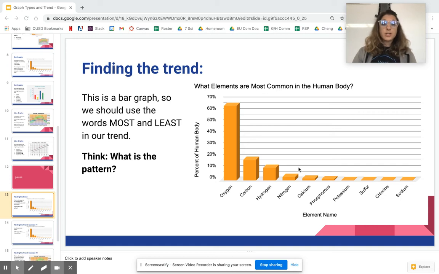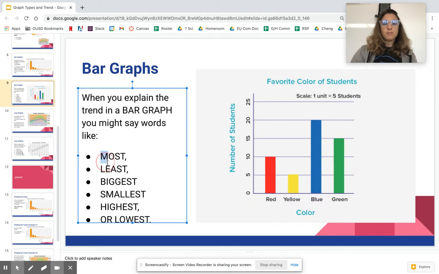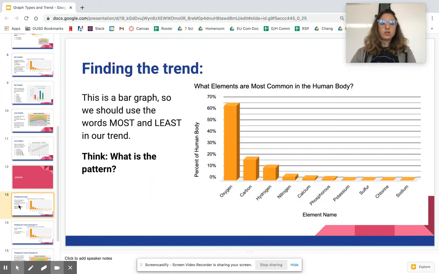Okay, scientists, now that you know about types of graphs and trends, we're going to practice writing the trend of a graph in a sentence. So, actually, I'm going to have you think about it. What type of graph is this? Is this a line graph or a bar graph? I see bars, so I know this is a bar graph, and we should use words like most, least, biggest, smallest, highest, lowest. That's what we should use in our trend.